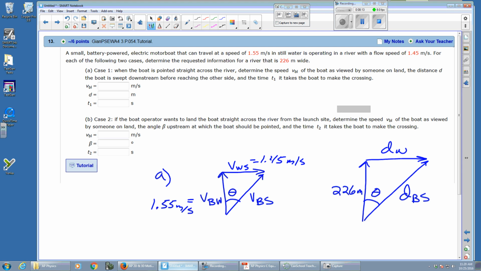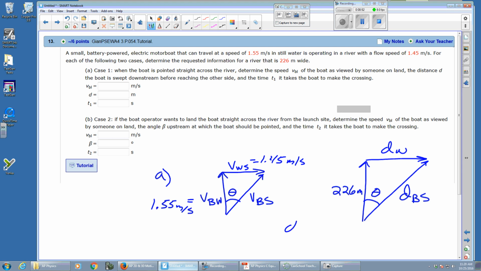And you can also think about it as the link between the two being the amount of time, right? So if they asked me the distance downstream, I think it'd be easier to figure out the time it took and then figure that out, because I can look and say, oh, it traveled 226 meters straight across. Its straight across velocity in the direction of that displacement is 1.55 meters per second. Oh, I can figure out the time for that, right?